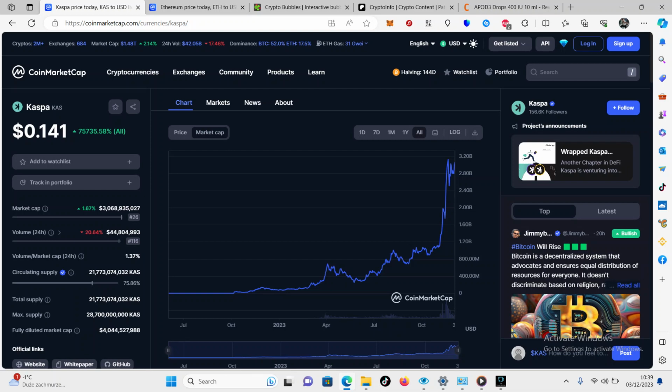Okay, so here we have Kaspa. Right now we're sitting at 14 cents, right? Right now, the market cap is at 3 billion, which is still quite low going into a bull run.